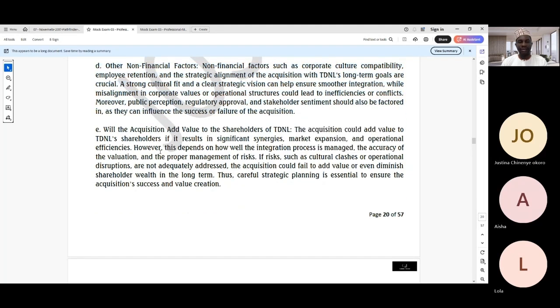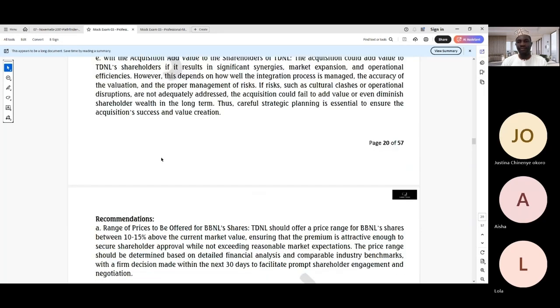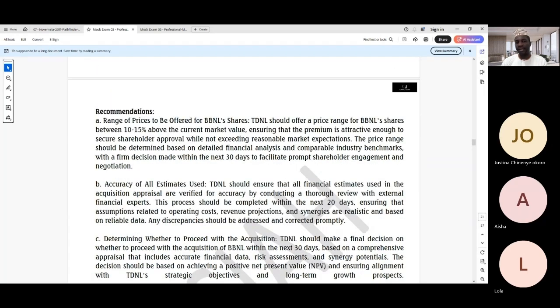And finally, number 5, will the acquisition add value to the shareholders, which is the crux of the matter? So we need to be careful about this strategic plan to ensure that the acquisition is a success and value creation is the result, and maintenance. Very, very important. So after concluding, you need to recommend.